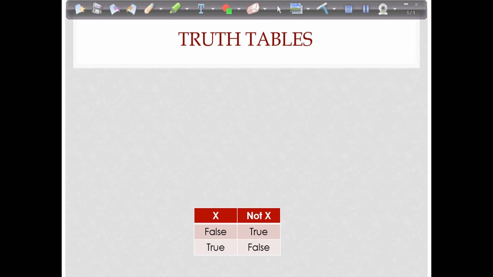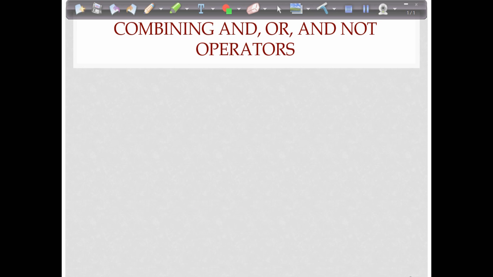The not operation just simply says if x starts out false and we say not x, the result of that is true. If x is true and we say not x, then that means false. It's just like using double negatives in spoken languages.